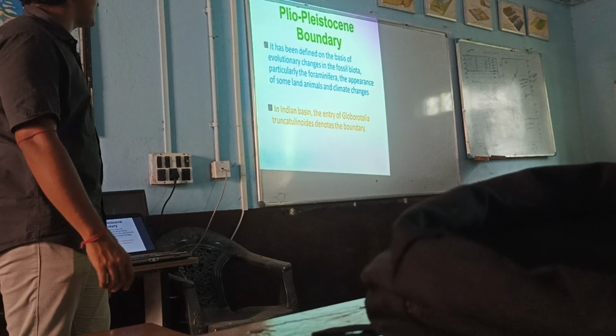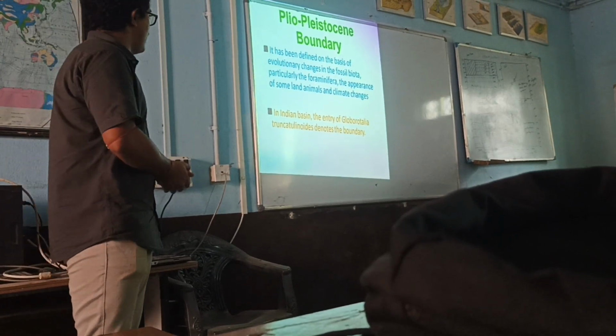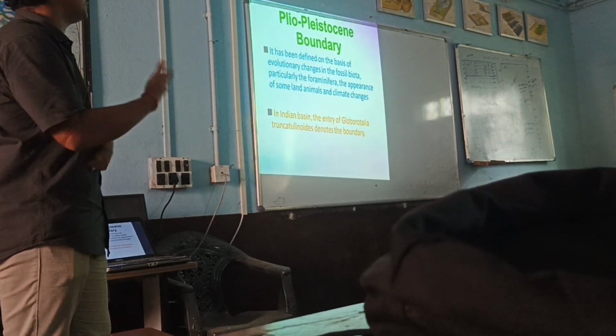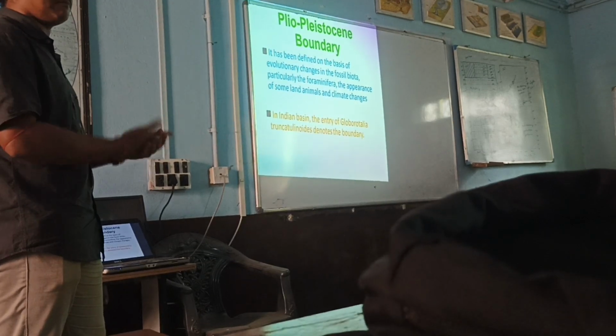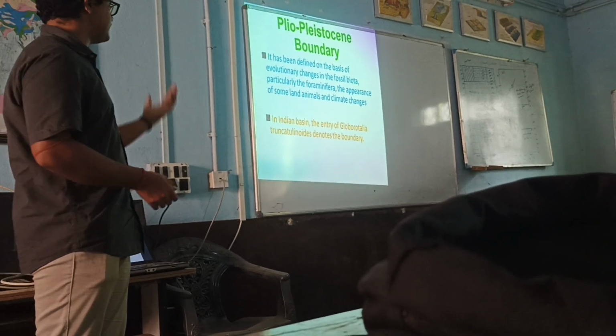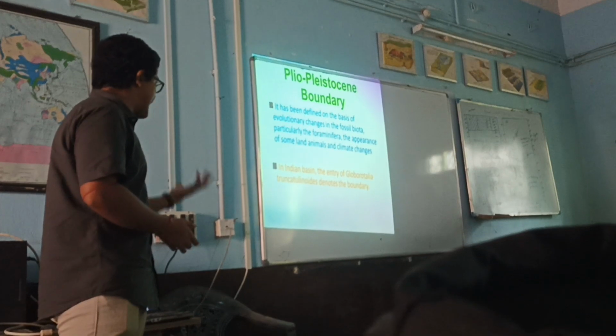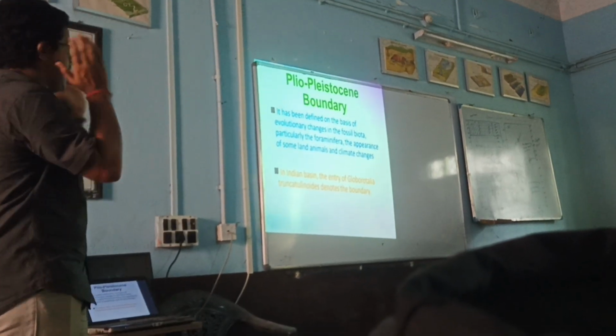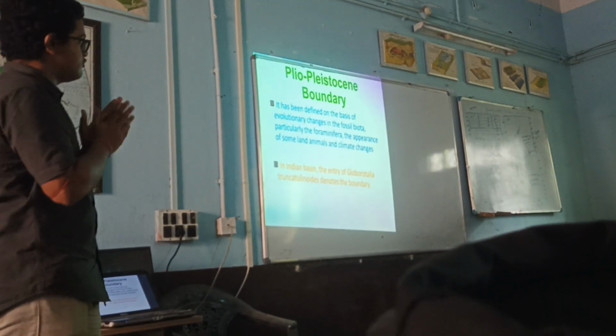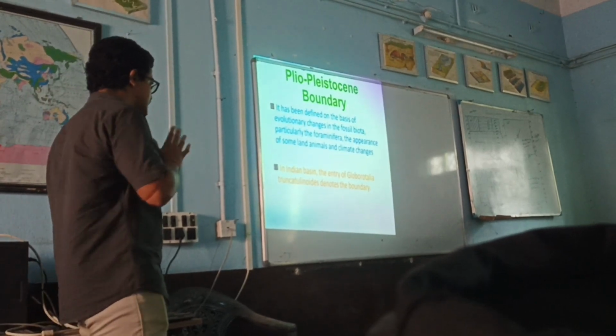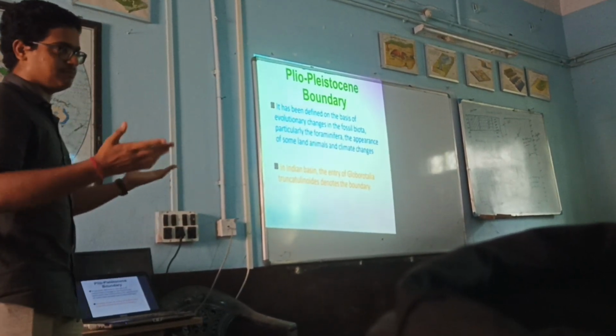And finally, the Pleistocene boundary. It has been defined on the basis of evolutionary changes in the fossil biota. That's the same point, the fossil assemblage. Particularly the foraminifera, the appearance of land animals and climate changes. And in Indian basins, the entry of Globorotalia truncatulinoides denotes this boundary.